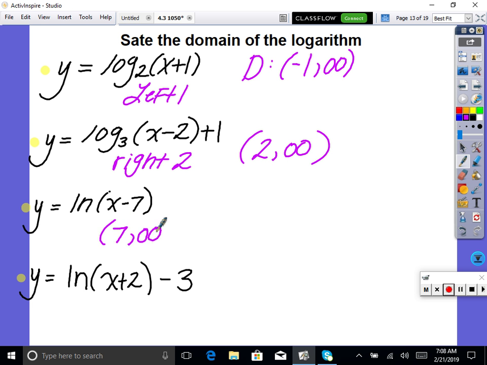7 to infinity, because it was right 7. Do you all see? And left 2, so this would be -2 to infinity. Now they're not all going to be quite that straightforward.